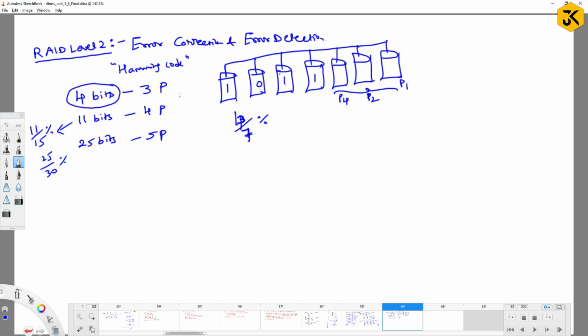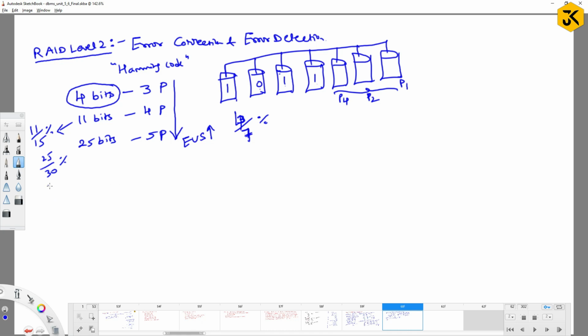Meaning that as the number of bits being stored increases, the effective utilization of the space also increases in RAID level 2. So when you have vast data and are working on error detection and correction, you can go for RAID level 2.